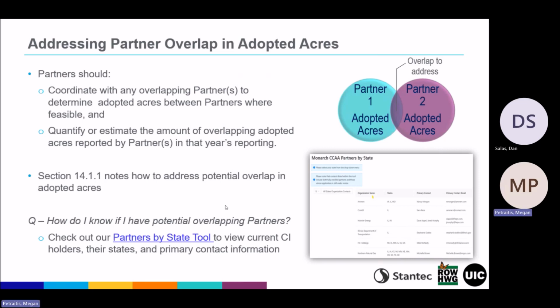The main tool that you can use to determine who else is operating in your state, we do have this Partners by State tool, which you can find on the toolkit as well. So if you open that up, you'll select what states you're operating in, and then it'll give you a list of current organizations that are in those states and their contact information. And so you'll work to contact those organizations and determine what kind of overlap there potentially could be operating in the same areas as you.